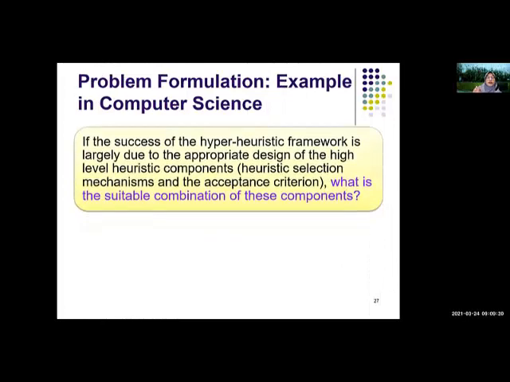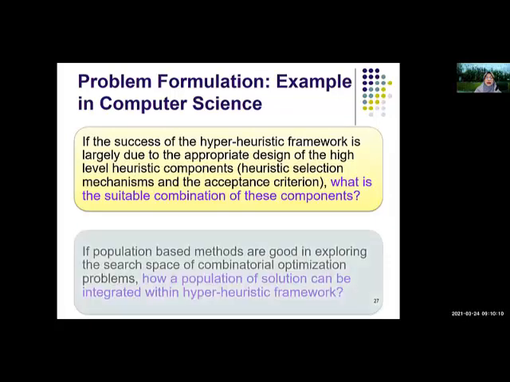So this is what we call the hypothesis. We will look at detailed hypotheses later. If the success of the hyperheuristic framework is largely due to the appropriate design of the high-level heuristic components, that is, heuristic selection mechanism and acceptance criteria, what is the suitable combination of these components? So this is the main question.